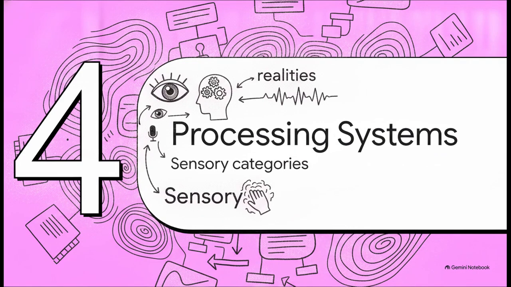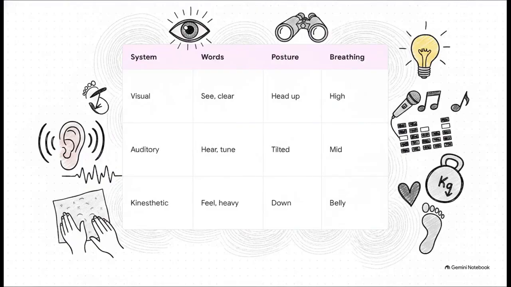Okay, section 4, visual, auditory, and kinesthetic. So, generally speaking, we all fall into one of 3 dominant systems for processing the world. First up, visual people. They process the world in pictures. You'll hear them use words like see, clear, or bright. Physically, they tend to stand with their heads up, maybe lean back a bit to take in the whole picture, and they usually breathe pretty shallowly, right up high in their chest.